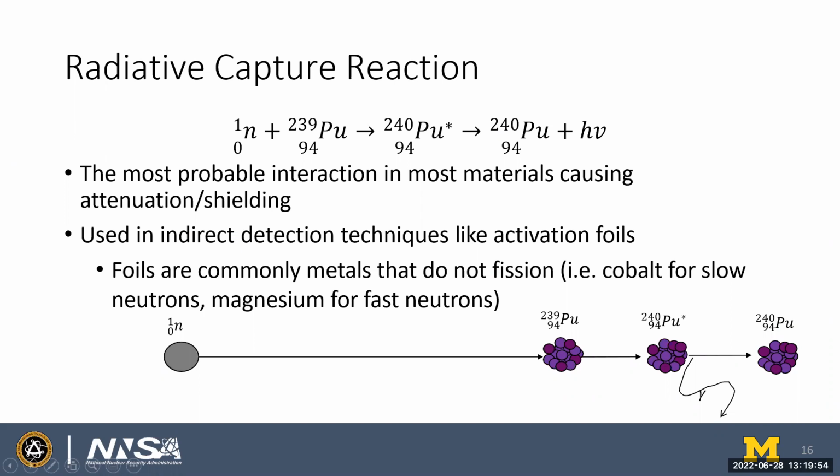It's the most probable interaction in most materials, causing attenuation and shielding for neutrons, and it's used in indirect detection techniques like activation foils. Foils are most commonly metals that do not fission. The example that I gave you is an isotope that can also fission, so there's other reactions going on. But we can use isotopes like cobalt for lower energy neutrons, and we can use magnesium for fast neutrons. There are a lot of other examples as well, but I just give you two here. And we can see again the process diagrammatically of the neutron being absorbed. Plutonium becomes that excited state, emits the gamma ray, and goes back to a ground state.